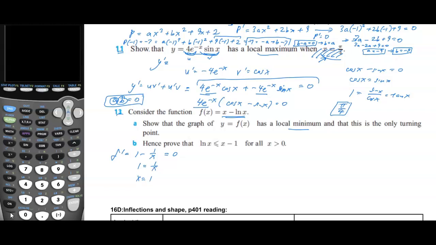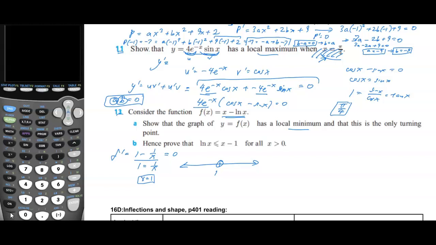x is equal to 1. So when x is equal to 1, there's a stationary point. Is there any other stationary point? No. Is it a local minimum? Well, to show that it's a local minimum, we need to make a sign diagram and test the points to the right and to the left.